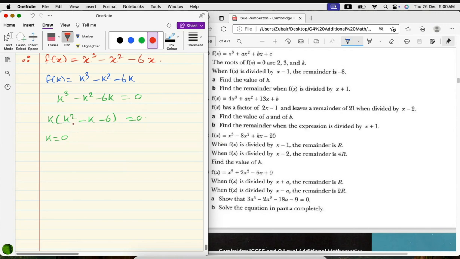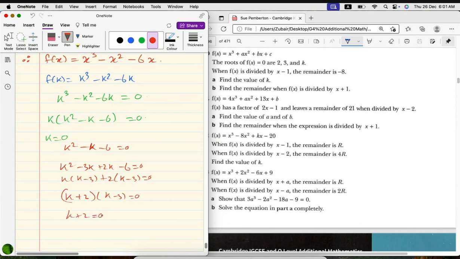And this is 0, 2, 3. I guess we'll get the same values. This is k square minus k minus 6 equals 0. K square minus 3k plus 2k minus 6. K common, k minus 3 plus 2 common. K minus 3. K plus 2 into k minus 3.